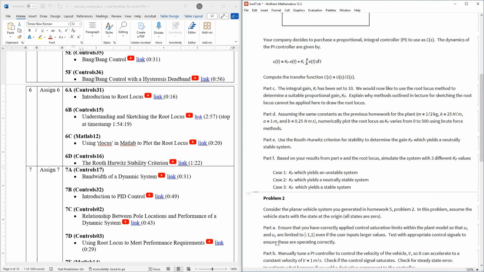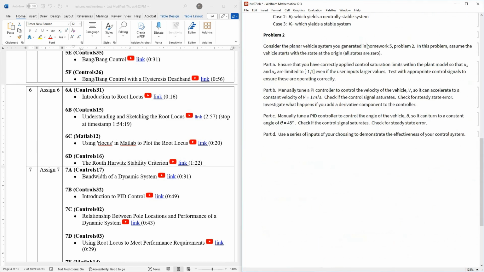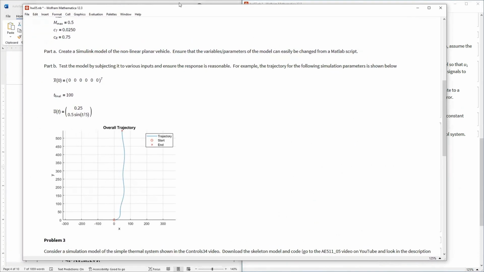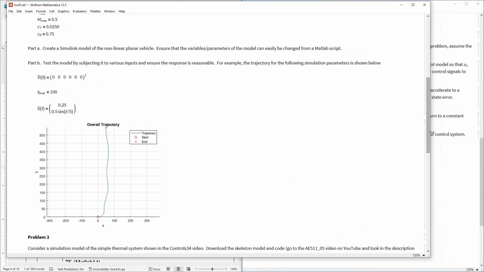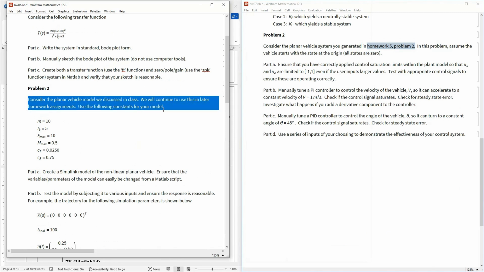Okay, so for problem 2, we're also going to be going back to the homework well, and let's go back to homework 5, problem 2. So again, let me pull that up just to refresh everyone's memory. Homework 5, Problem 2 was the one where we basically went through and you built yourself a planar model vehicle.